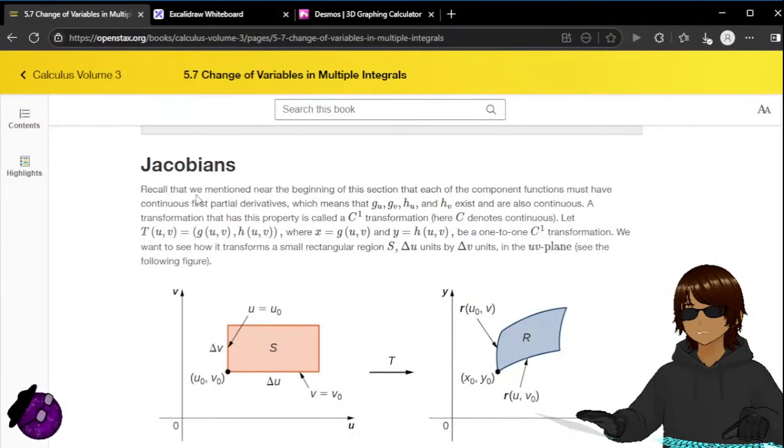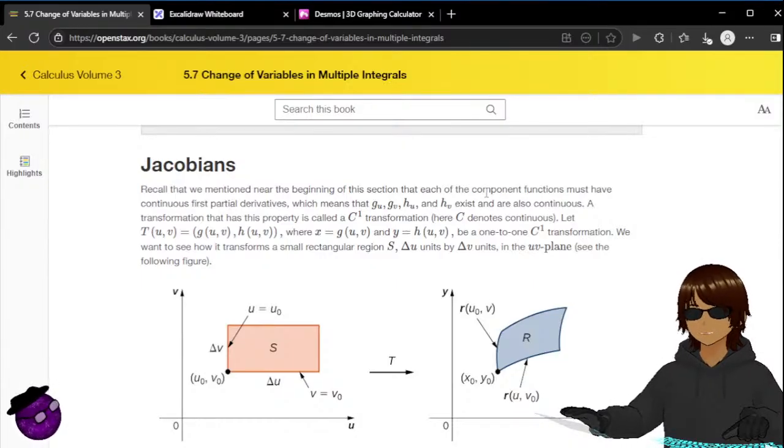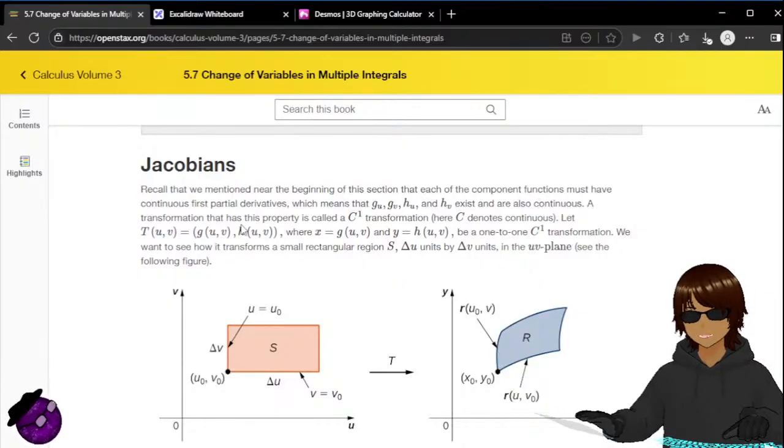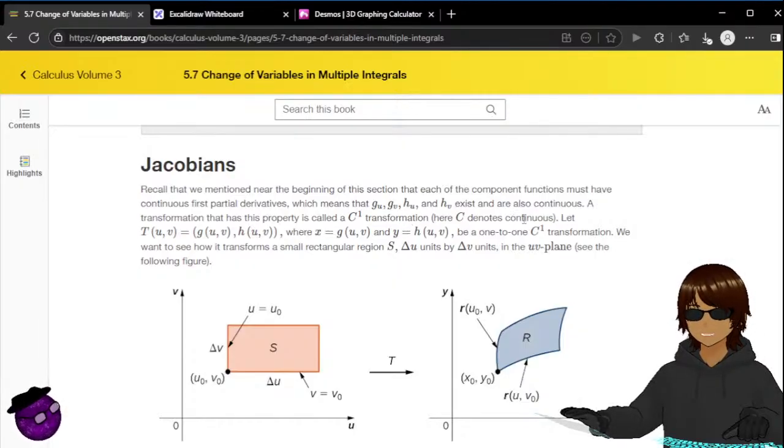Jacobians. Recall that we mentioned near the beginning of this section that each component function must have continuous first partial derivatives, which means g_u, g_v, h_u, and h_v exist and are also continuous. A transformation that has this property is called a C1 transformation. Here C denotes continuous. Let T(u, v) = (g(u, v), h(u, v)), where x is equal to g(u, v) and y is equal to h(u, v), be a one-to-one C1 transformation. We want to see how it transforms a small rectangular region S, delta u units by delta v units in the uv plane.